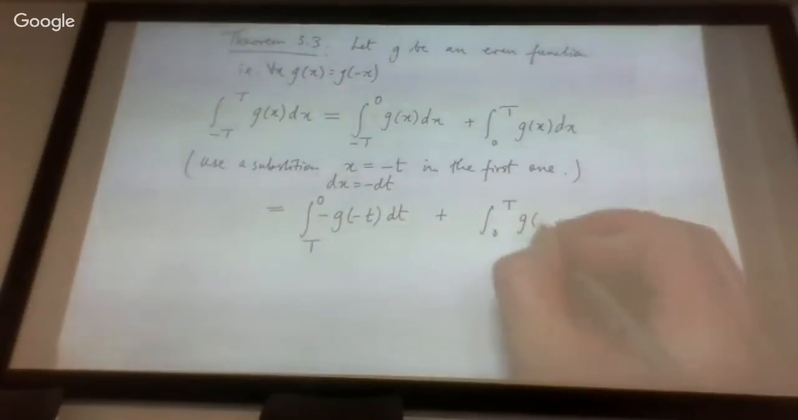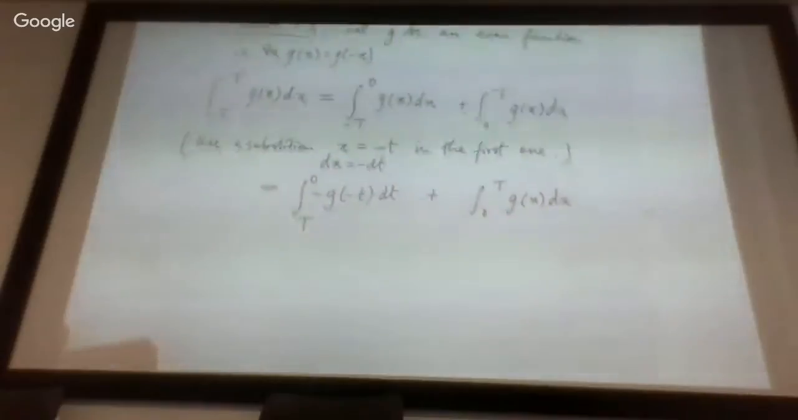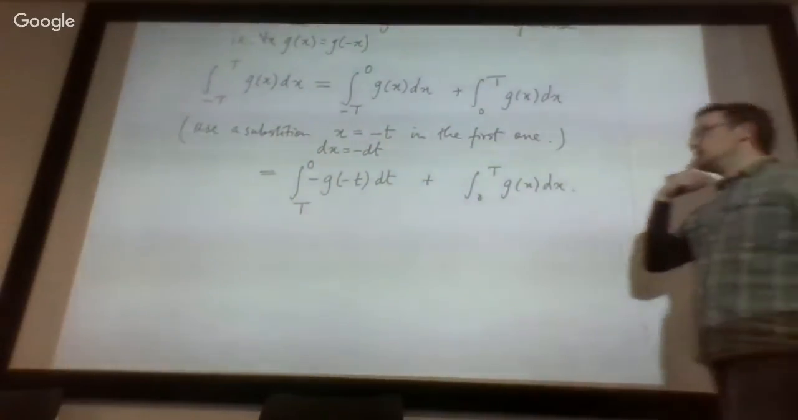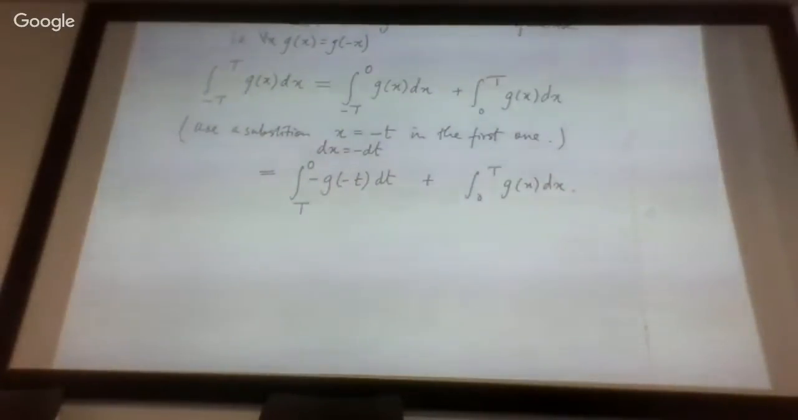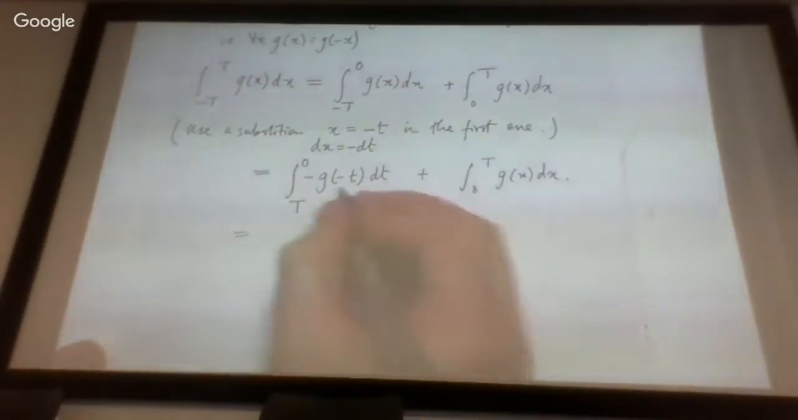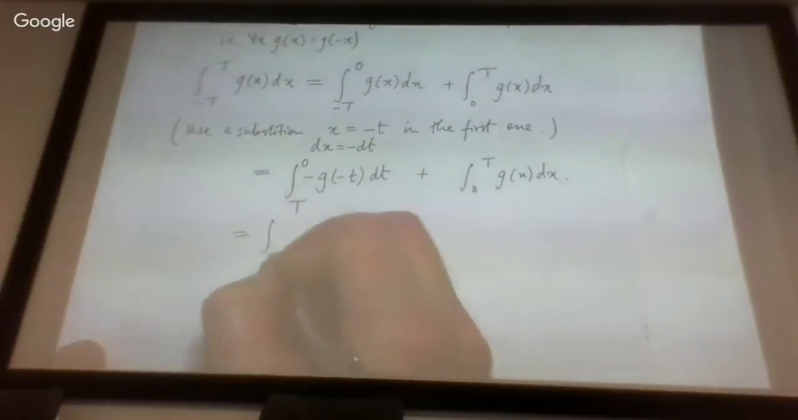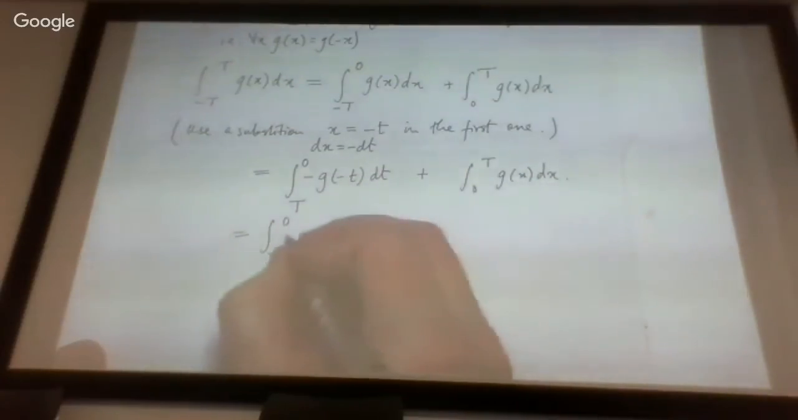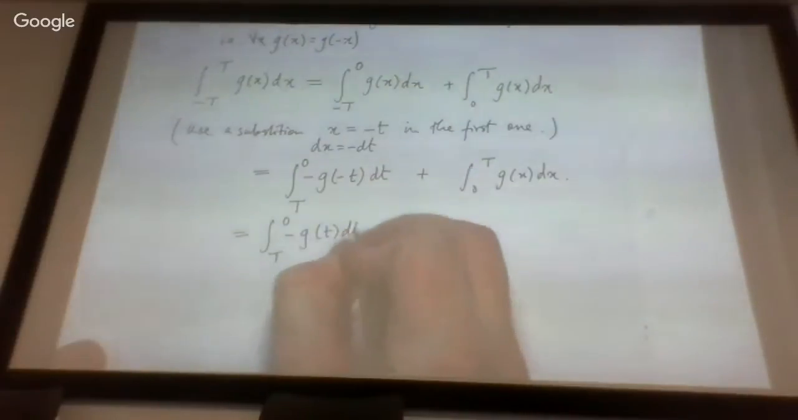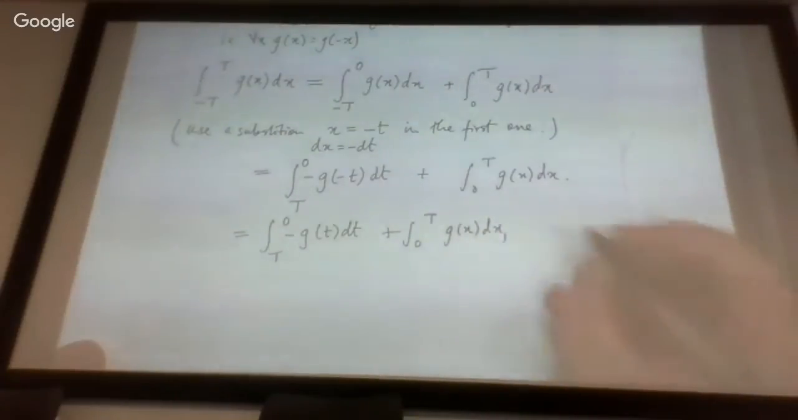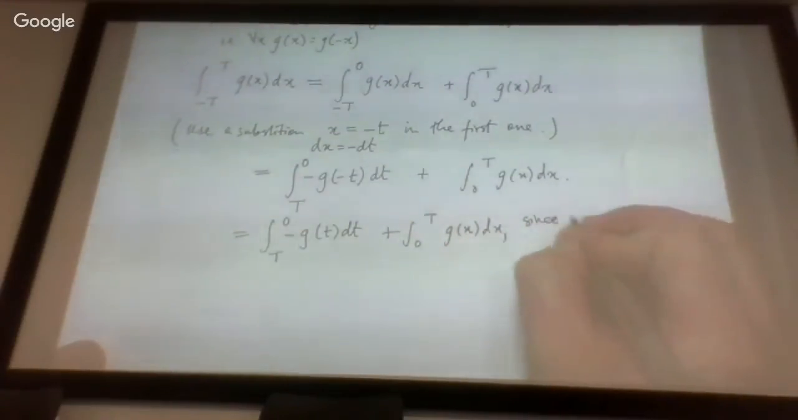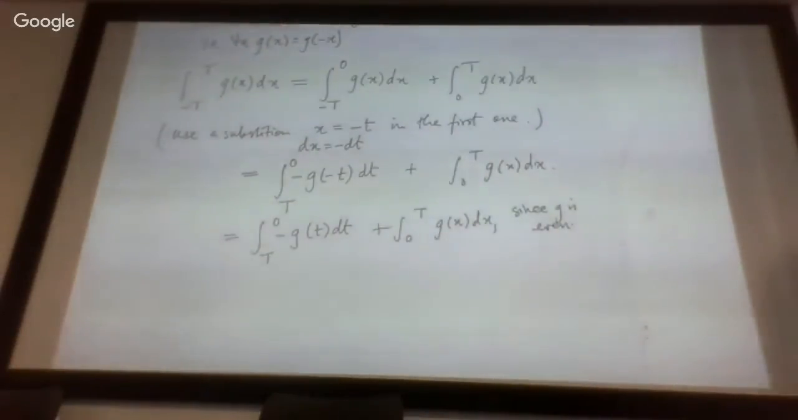And the second integral remains unchanged. So now I've got a few minus signs here, and I've got the limits in the wrong place, so I just want to see how that all works out. Of course, the function is even, so I can get rid of the minus sign in here. So that's since g is even. Okay, that's good. I've used the fact that g is even.